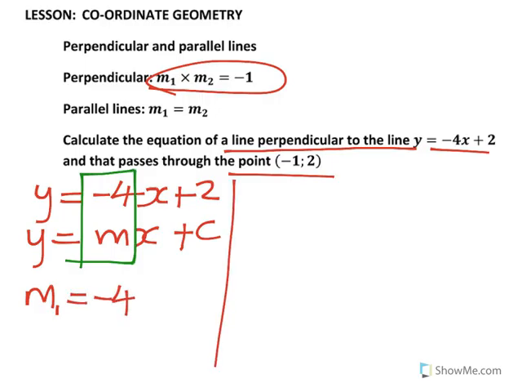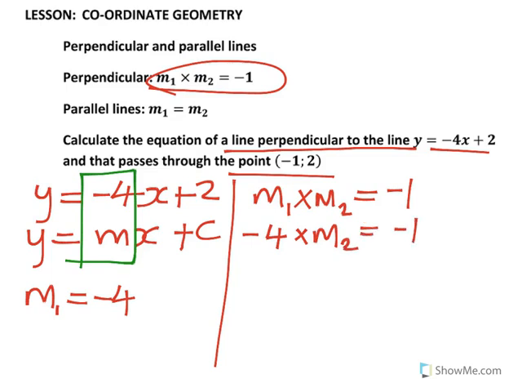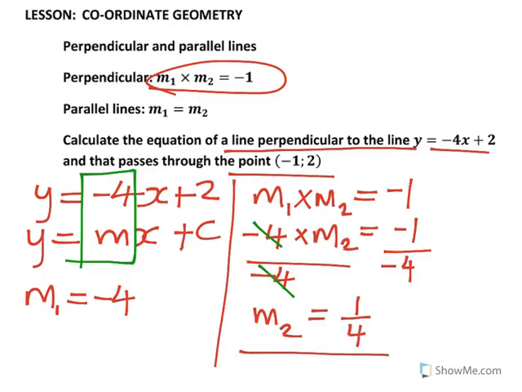Now I want to find the gradient. Remember, these lines are perpendicular. Now what does it say? It says if you take m1 and multiply by m2, you get minus 1. So I want to find the gradient of the other line. I've got my m1 is negative 4, so negative 4 times m2 is equal to minus 1. I must divide both sides by minus 4, because I want to find my other gradient. So m2 is equal to negative 1 divided by negative 4, which is equal to 1 over 4. That is the gradient of the second line.